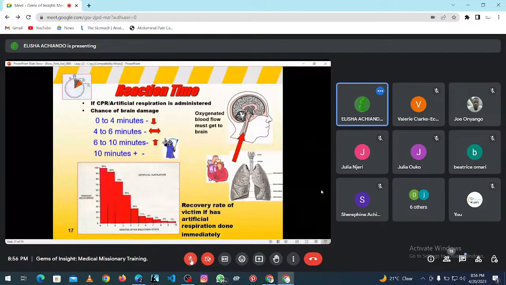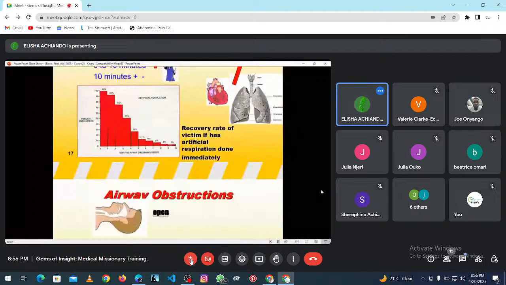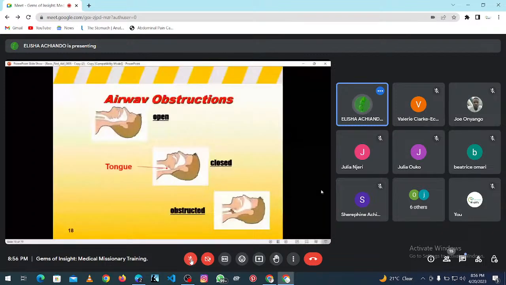Okay, so I've talked about airway obstruction. I've talked about how you can basically open the airway, and which position the victim is supposed to be put into.